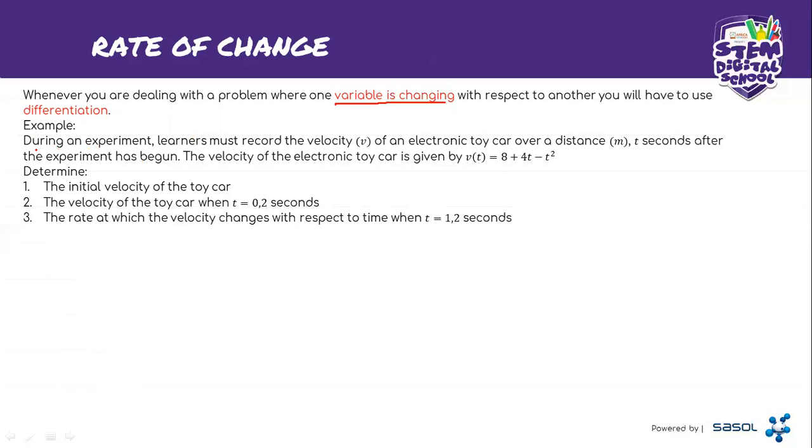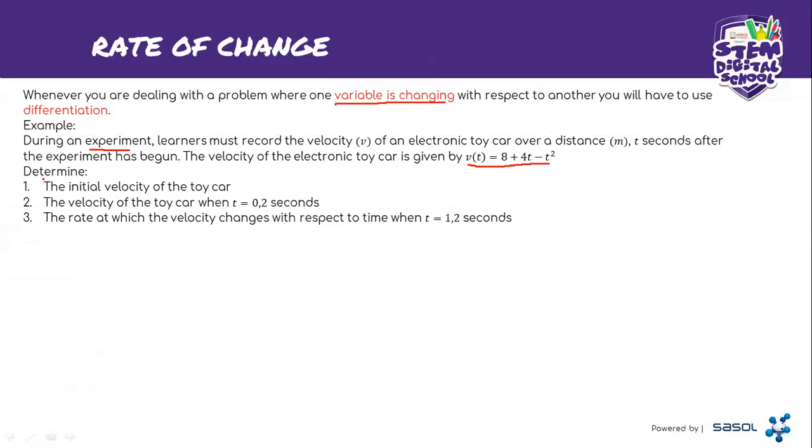Now it says, during an experiment, a learner must record the velocity, which is v, of an electronic toy car over a distance in meters and time t seconds. The experiment has begun. The velocity of the electronic toy car is given by this formula, which is v of t equals 8 plus 4t minus t squared.